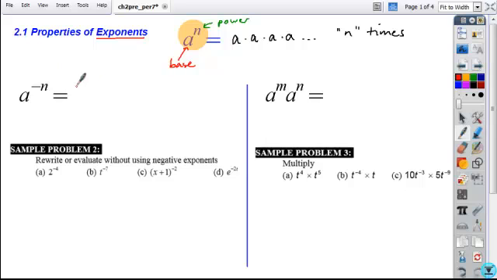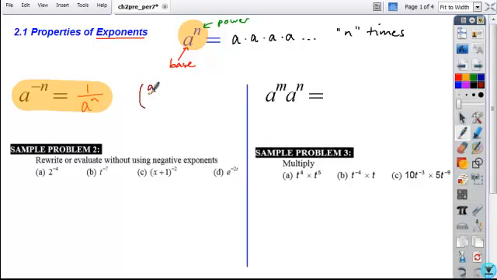So a to the minus n is equivalent to saying you take that whole base a, move it to the denominator, and change the sign of its power. Okay, so this is one of the rules that should be reviewed for you. Okay, now, let me extend this a little bit.